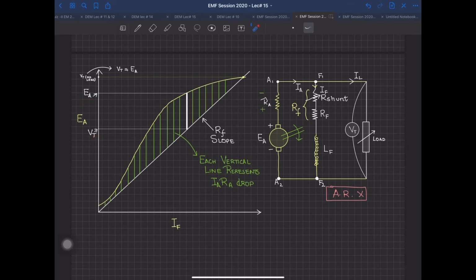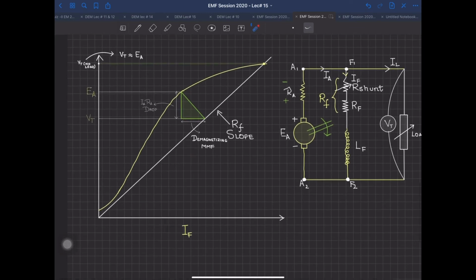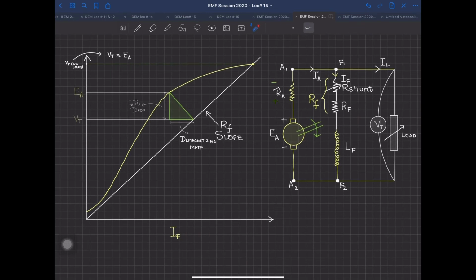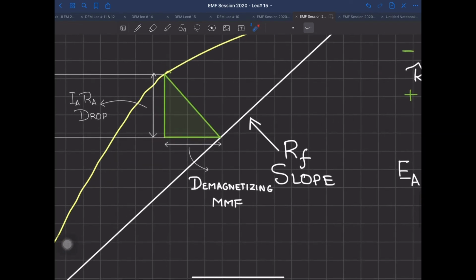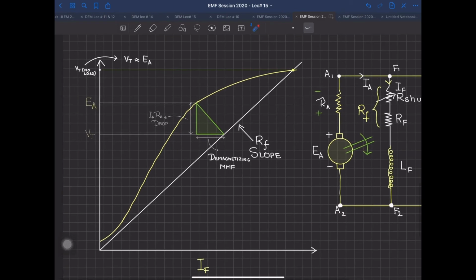Now, one thing which we have not included in this chart is the armature reaction. If you want to include that, it can be included in this way. How you can see over there, instead of adding one vertical line, if you see very closely, I have added one triangle over here, and this triangle has two sides. One is the IARA, just like the very same, and on the x-axis I have my field current.